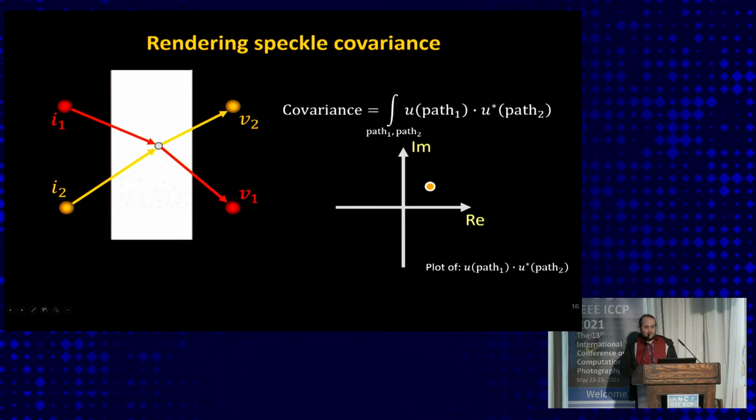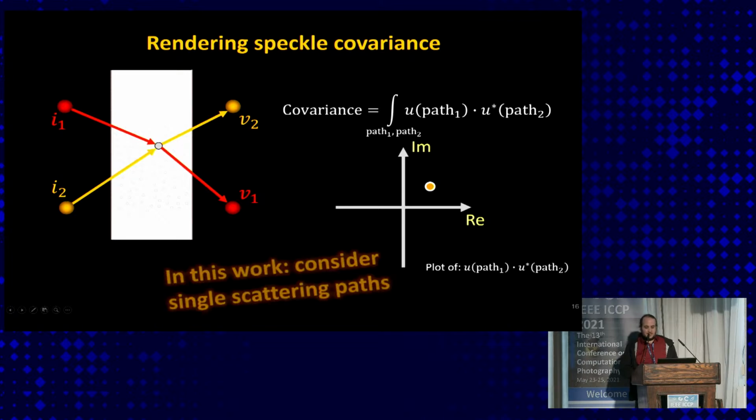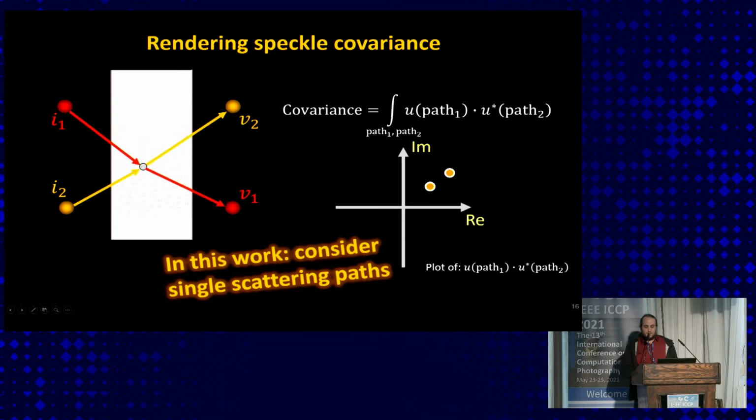In particular, we can identify a large family of path pairs with consistent phases in the following way. We consider illumination and viewing directions where the difference between I1 and I2 is equal to the difference between V1 and V2. And we only consider paths that scatter only one time. We can show that all these single scattering path pairs contribute throughput with a fixed phase, and therefore the sum in a constructive way, generating non-zero covariance.